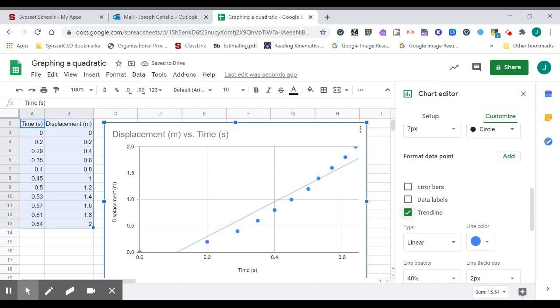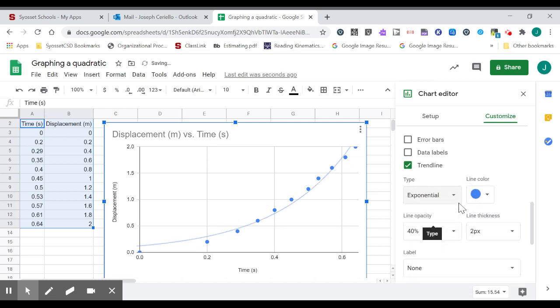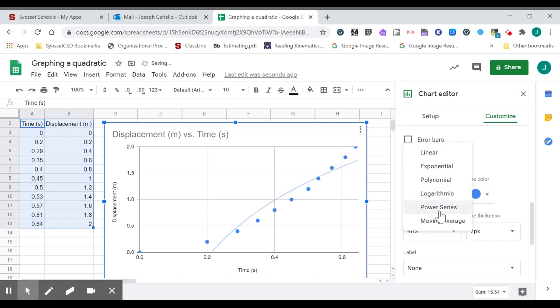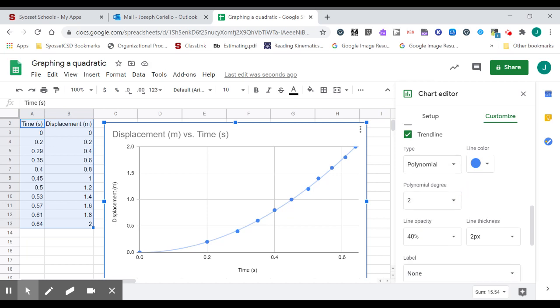All right, so clearly this is not a linear function. So let's check out the other ones we got. We got exponential. How does that look? Not bad. Let's see, we got polynomial. That'll end up being one we choose. Logarithmic, terrible. Power series, that's pretty good. I don't really know what power series is though, so let's kind of skip that. Moving average, not terrible. But we are going to choose polynomial. That will be the fit we use as a second degree polynomial. I don't even know if we have third degree polynomials in this class, but if you did have one in a math class or something, that's where it would be.